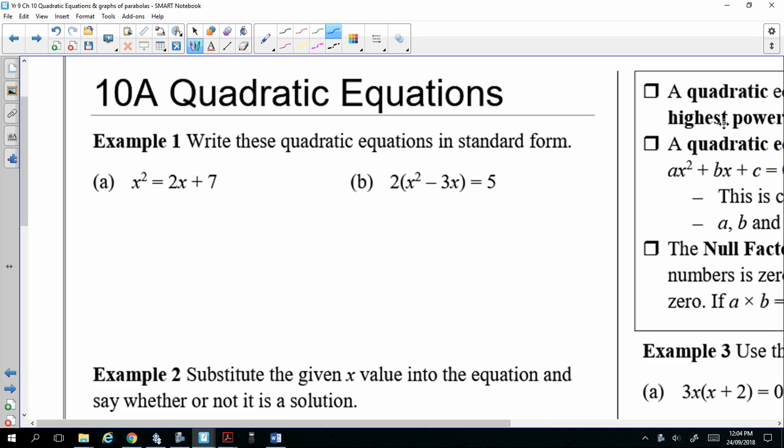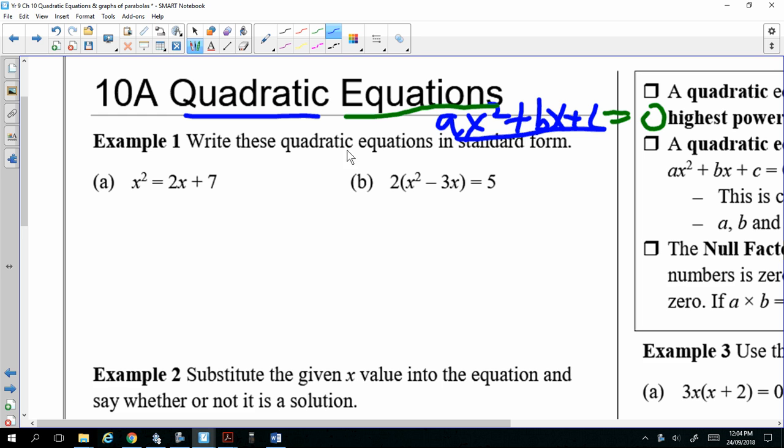Equations. We learn about quadratic expressions in chapter 8. Quadratic expressions are things with squares. That's a quadratic expression. But when it's an equation, we'll make it equal to 0. Okay, that becomes an equation. So that's a quadratic, and when it's an equation, there's an equal sign.